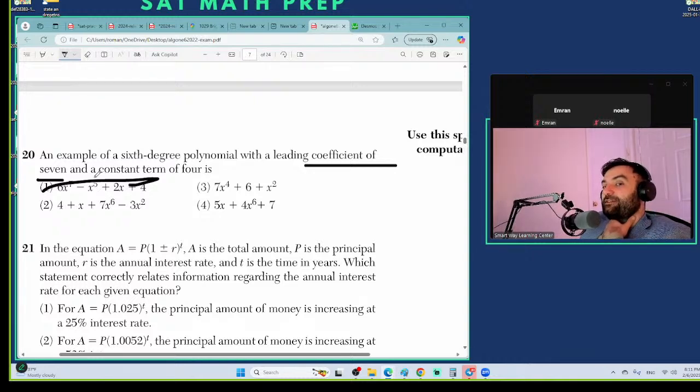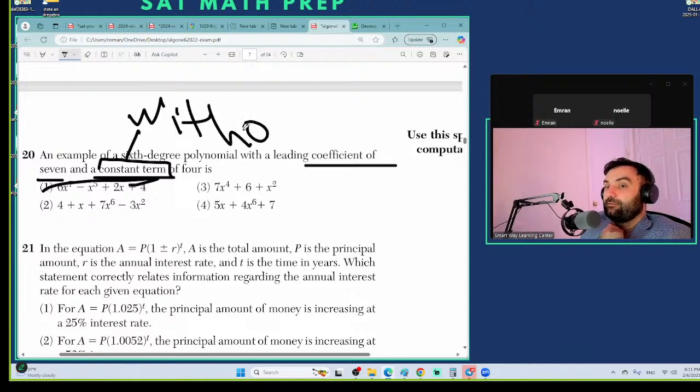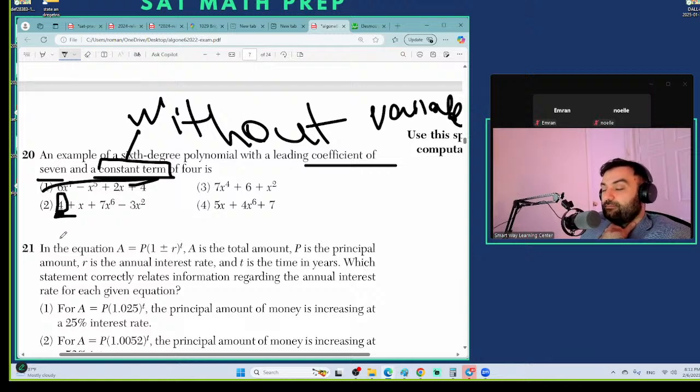And the constant term, you guys need to remember what a constant term is. The constant term is the term without a variable, just a regular number. And here it is, just a 4 hanging in there. Okay.